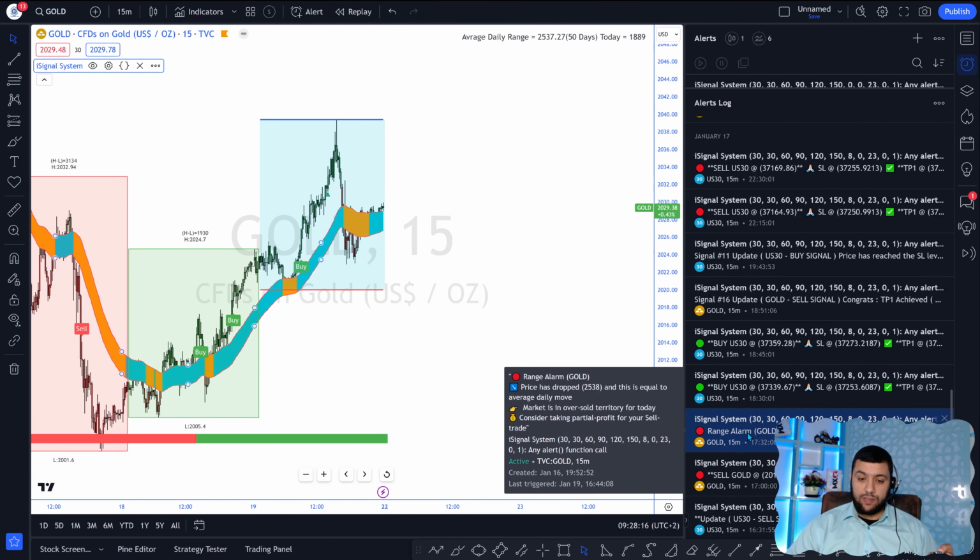That's a couple days ago. It's January 19th. Price has dropped 25.38. It means dropped $25, and this is equal to average daily move. Market is in oversold territory for today. Consider taking partial profit for your sell trade. Okay, so what happened here?